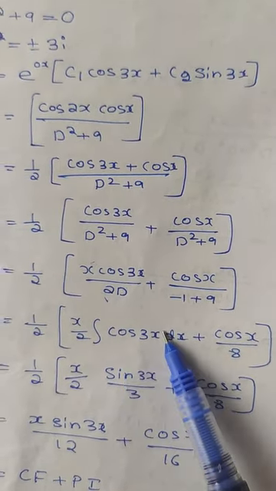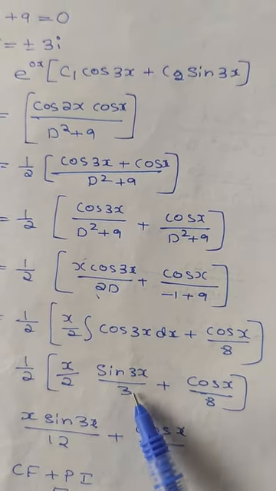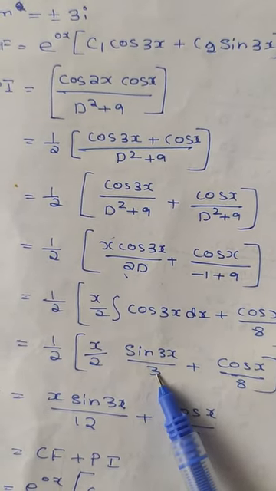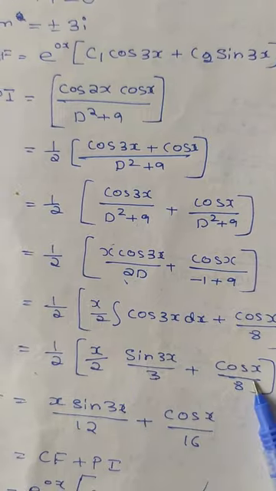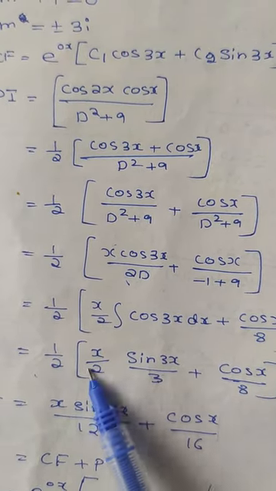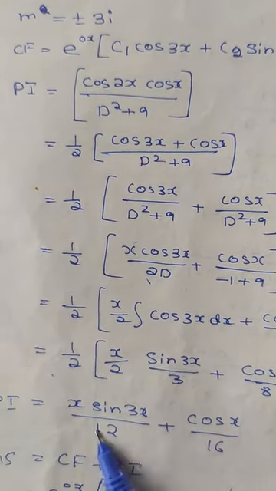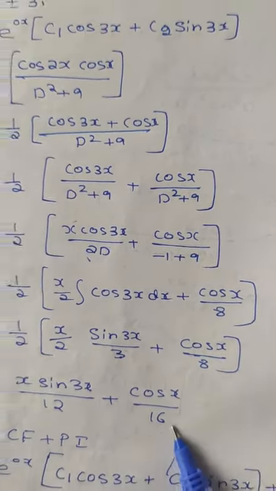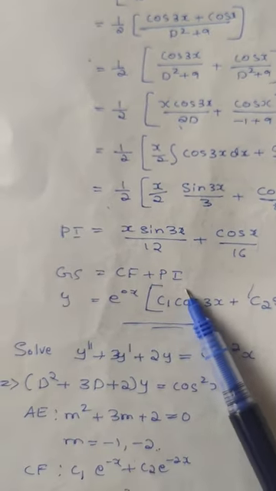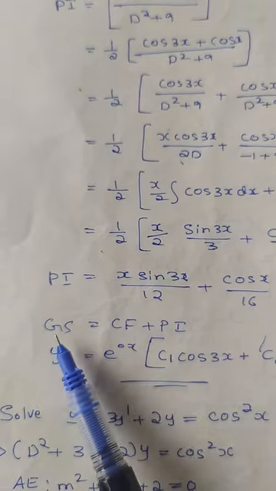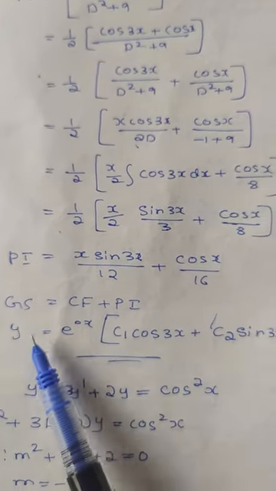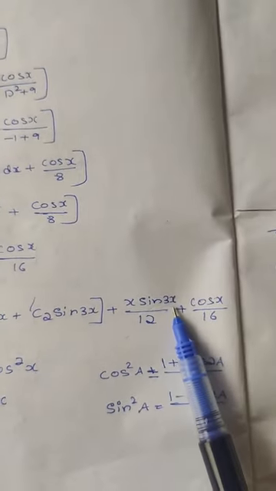What is the integration of cos 3x? Sin 3x divided by 3. Then multiply it: x into sin 3x divided by 2 into 3, 6 into 2, 12. And 8 into 2 is 16. This is your PI. Then write the general solution, CF plus PI. Y is CF plus PI.